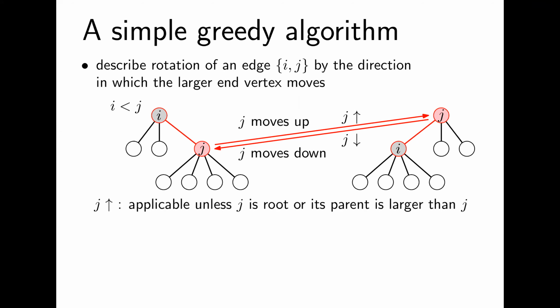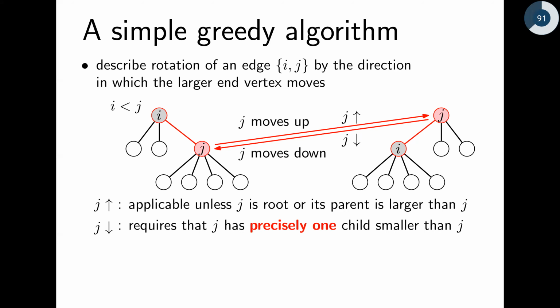Okay, so when I want to apply this operation, j moves up, what is the condition when this works? This is always applicable unless j is the root. If j is already the root, I cannot rotate it up. And also the parent of j should be smaller. If the parent of j is not smaller, then this doesn't satisfy this condition. So then I cannot apply this j up operation.